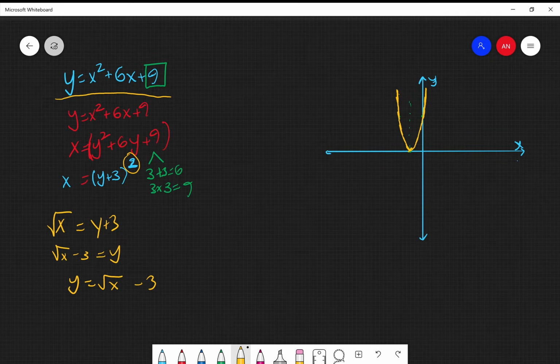Let's plot that on the graph now. Let's plot it in red. Okay, so let's try to find the y-intercept first. So we set the x to 0, square root of 0 is equal to 0. So then we get y is equal to 0 minus 3, so y is equal to negative 3. So our y-intercept will be (0, -3). And that's over here.